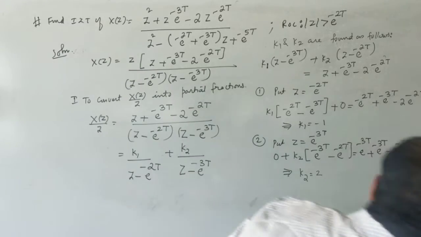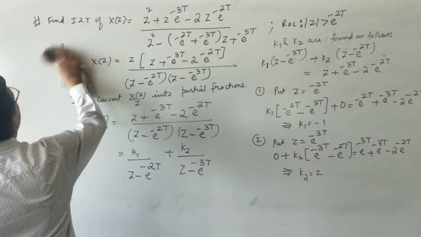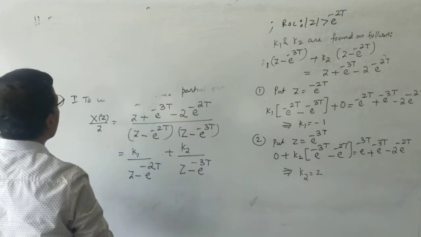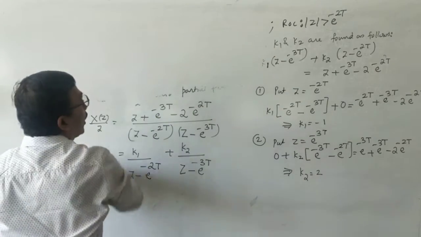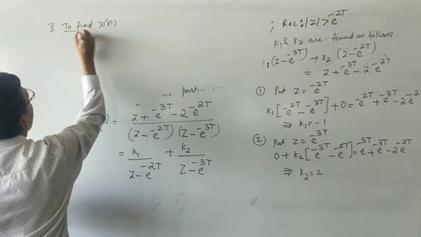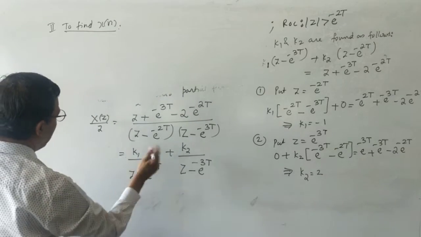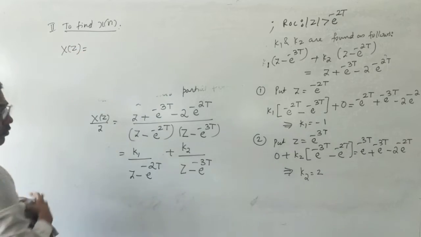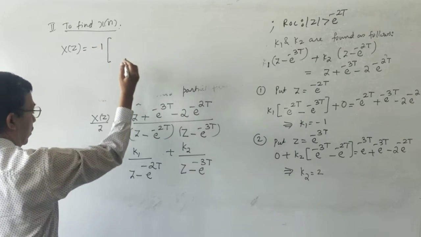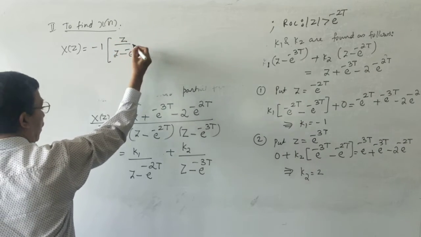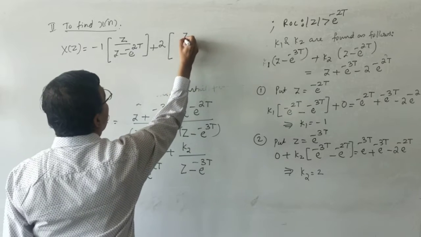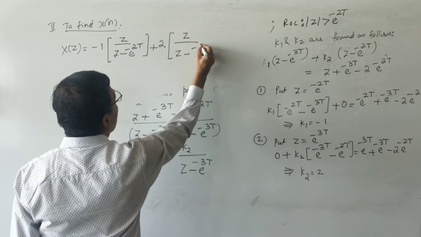Now we will substitute the values of K1 and K2. The next step is to find x(n). Substitute K1, K2 and multiply both sides by z. That gives X(z) = -1·z/(z - e^(-2T)) + 2·z/(z - e^(-3T)).